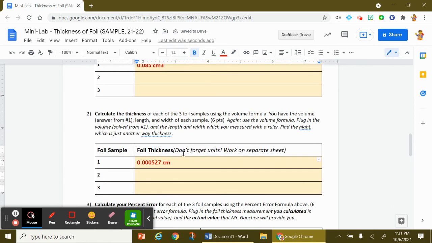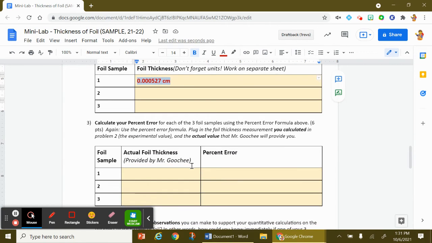That's the thickness. Now, I will tell you right off the bat that this is totally wrong. Your answer is not going to be anything close to that. I have provided you the correct answers that you can use, okay? You can use the correct answers I gave you to judge where you are. And you're especially going to need them for this last part here, okay, in which you calculate your percent error.